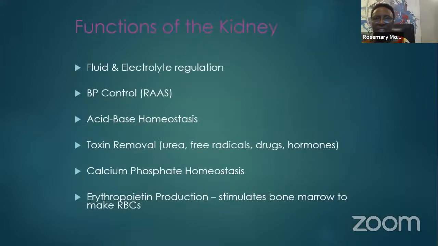Just to recap, the function of the kidney is mainly for fluid and electrolyte regulation, for blood pressure control, and that we use the renin-angiotensin aldosterone system. And then we've got the acid-base homeostasis. It also removes toxins, accumulation of your urea, the free radicals, drugs, and hormones, for calcium phosphate homeostasis, and also for erythropoietin production.